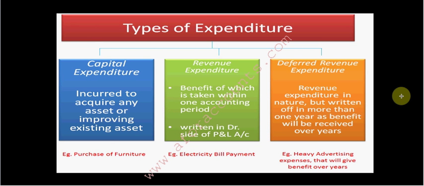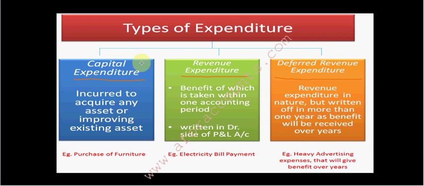Since we have learned about expense, let's learn about types of expenditure. What all types of expenditure can I make in a business? First of all, capital expenditure. Second is your revenue expenditure. And third is your deferred revenue expenditure.